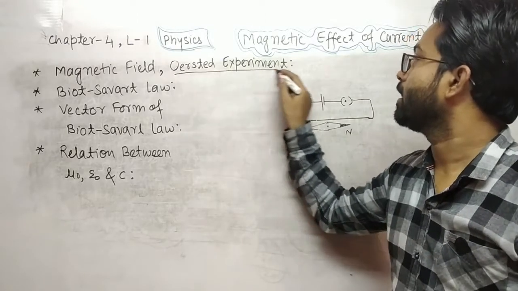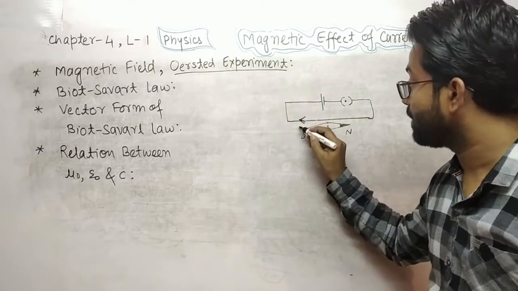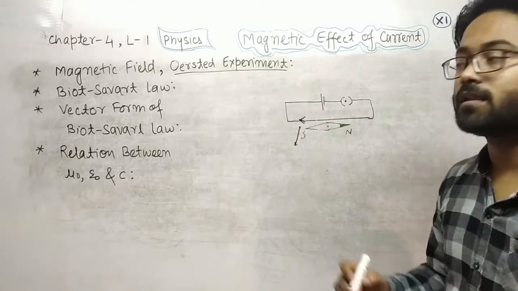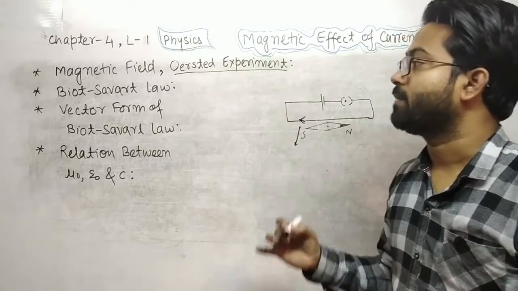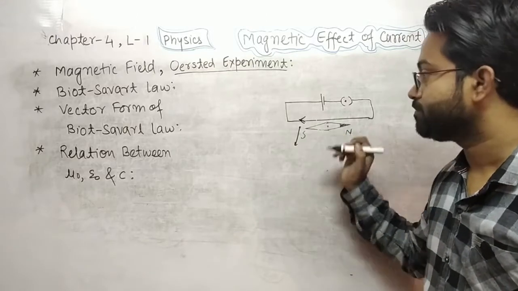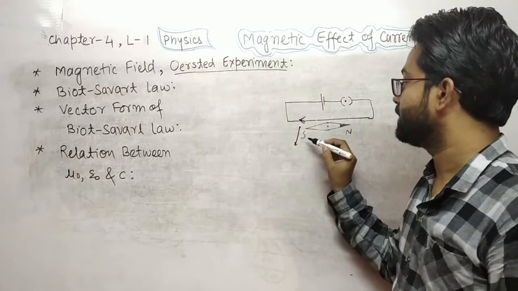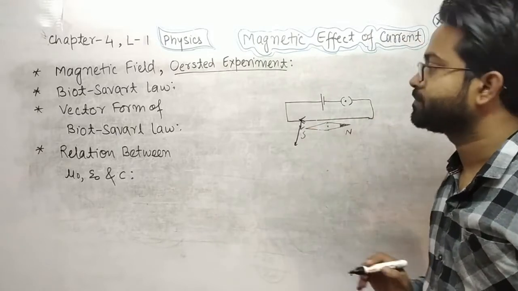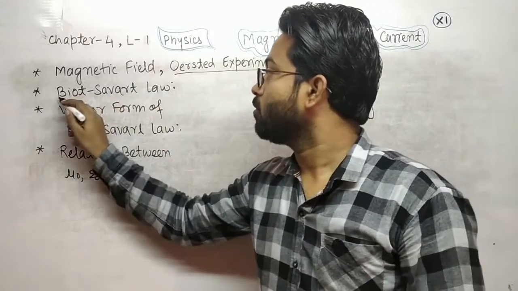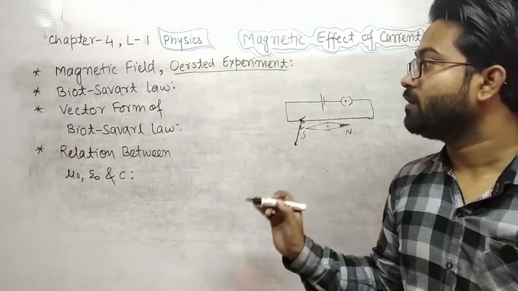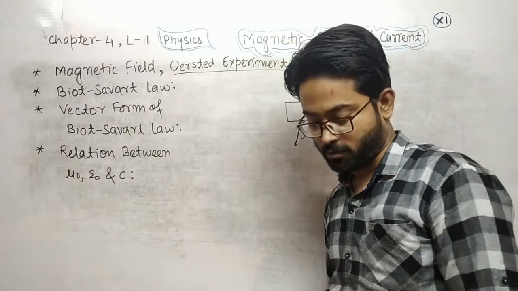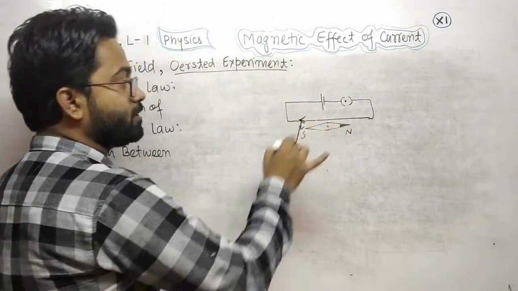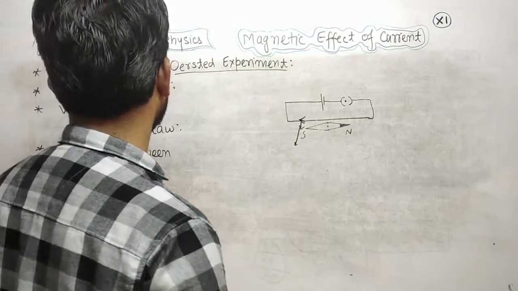But according to Oersted experiment, we cannot calculate the amount of magnetic field near the conductor, how much magnetic field is present nearby the point. But Biot and Savart will give the formula to calculate the magnetic field present nearby the conductor.